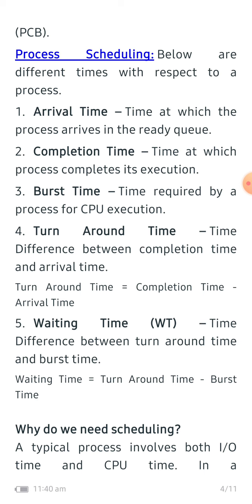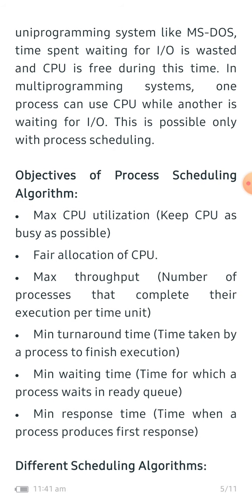And fifth is waiting time, that means WT, the time difference between turnaround time and burst time. That means waiting time is equal to turnaround time minus burst time. Why do we need scheduling? A typical process involves both IO time and CPU time. In a uniprogramming system like MS-DOS, time spent waiting for IO is wasted and the CPU is free during this time. In a multiprogramming system, one process can use the CPU while another is waiting for IO. This is possible only with process scheduling.